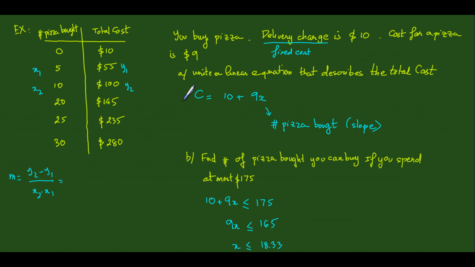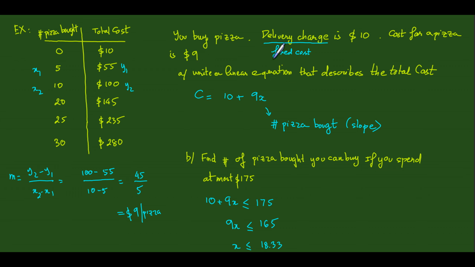What if they don't give you 9? You can find that number 9 easily. So it will be 100 minus 55 over 10 minus 5, right? 100 minus 55 gives you 45, and over here gives you 5, and 45 divided by 5 gives you 9. $9 for one pizza. There you go. So that is how you can come up with the number 9 over here.